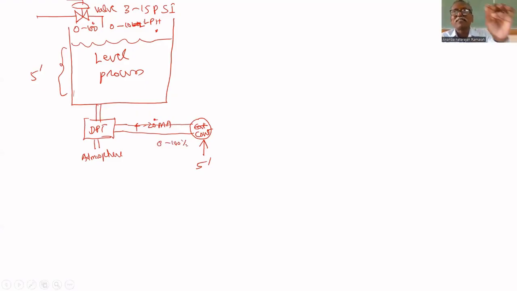If 4 milliamps means 0% level, 20 milliamps means 100% level. Have you understood that? The controller will read the 4 to 20 milliamps like that. Have you understood this point? 4 to 20 milliamps will be read as 0 to 100%.